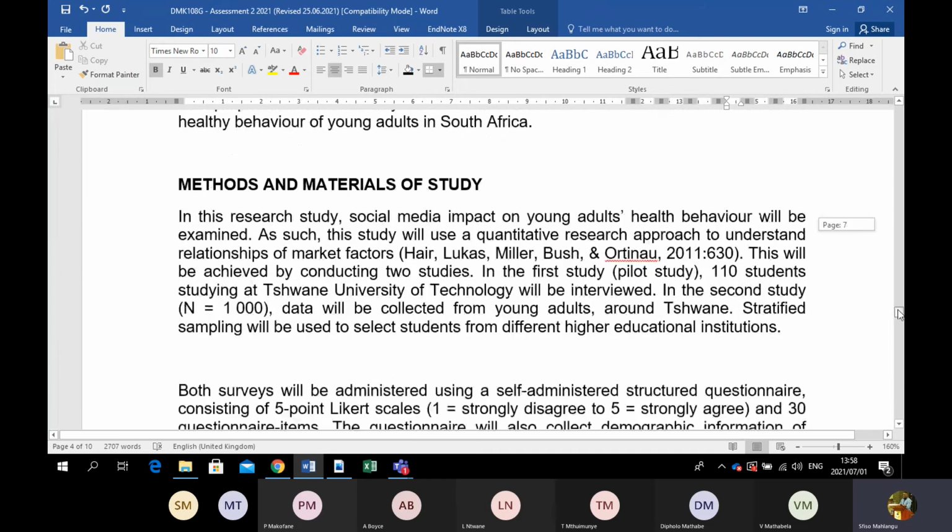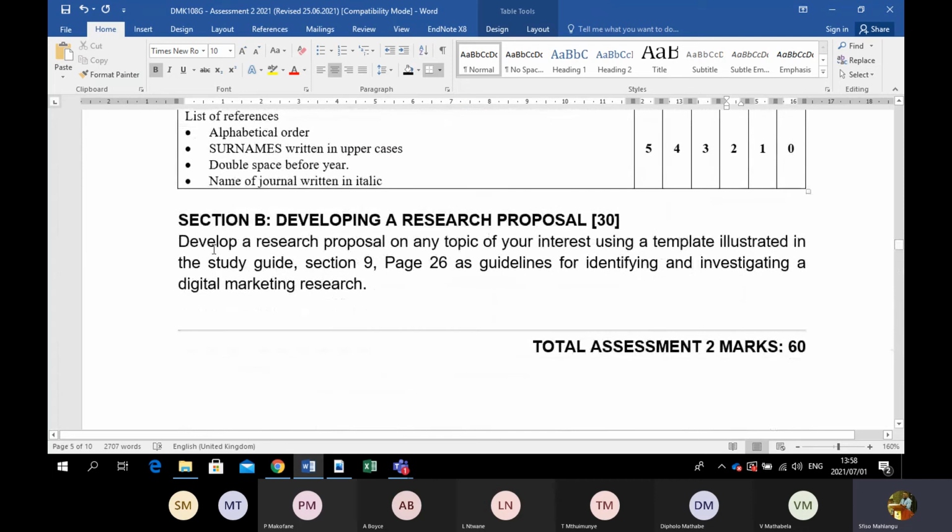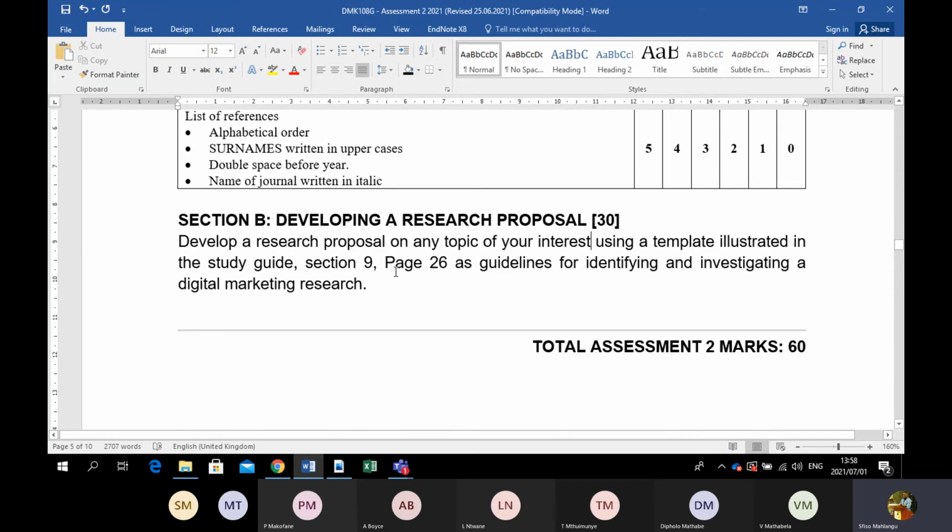Let's come to section B now. Develop a research proposal on any topic of your interest using a template illustrated in the study guide, page 9. We've gone through those guidelines already. So there's a couple of things that I must be specific about that are not needed for this assignment, but the rubric will tell you what you need to write about. So refer to the rubric for this one. Let's do it practically.